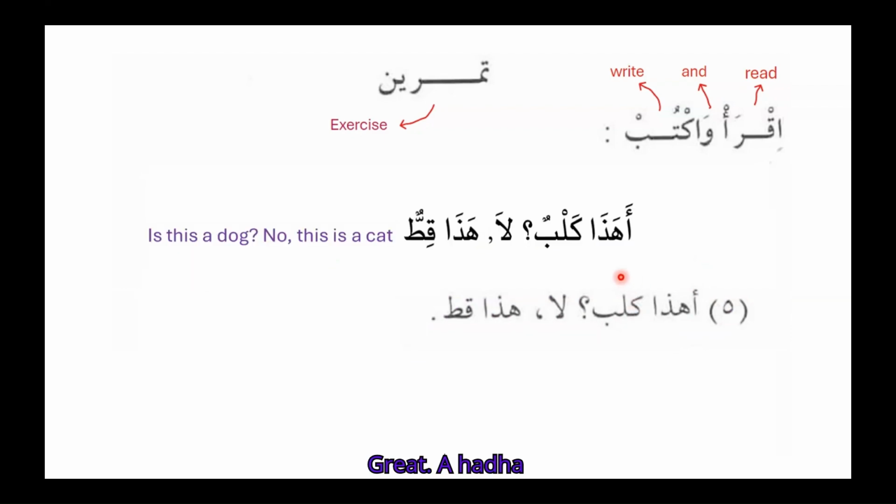Great. أهذا كلب؟ لا، هذا قط. Is this a dog? No, this is a cat. Next sentence.